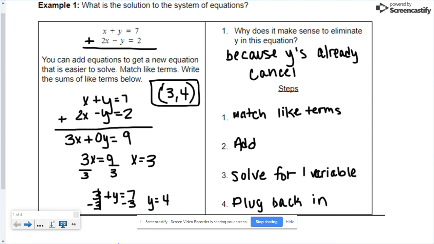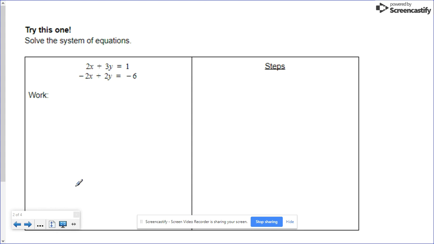Okay, we're going to move on to the try this one problem. If you want to push pause and try this on your own right now, go ahead and do that. But I'm just going to keep going because obviously this is a video, so you can push pause whenever you want. I can look at this problem already and see that the one that I want to eliminate is the x's because I have 2 positive x's and 2 negative x's. I know if I add those up, they automatically go away. So I would have 0x. Then I'm going to add up my y's together. 3y and a 2y together becomes 5y.